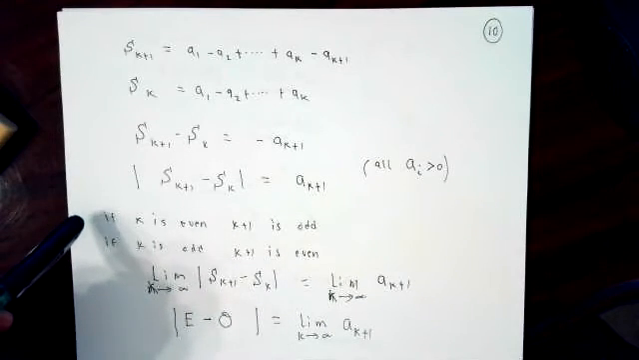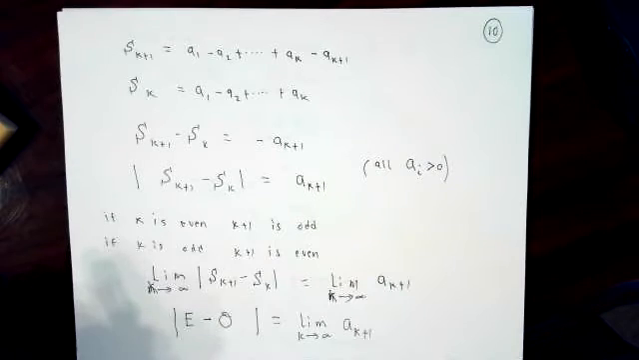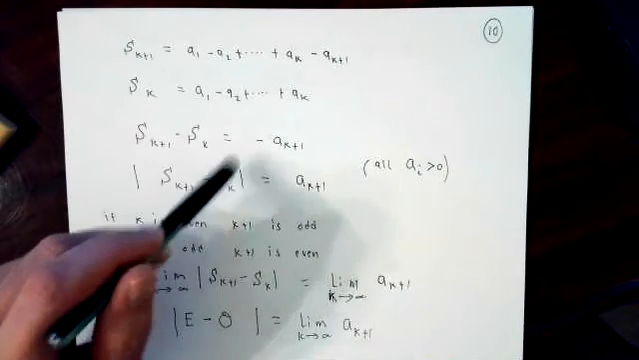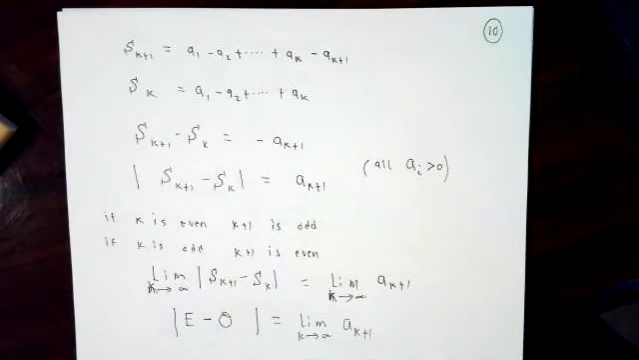If k is even, k plus 1 is odd. If k is odd, k plus 1 is even. E minus O in absolute value is the same as O minus E in absolute value. So as I was saying, it doesn't make any difference.